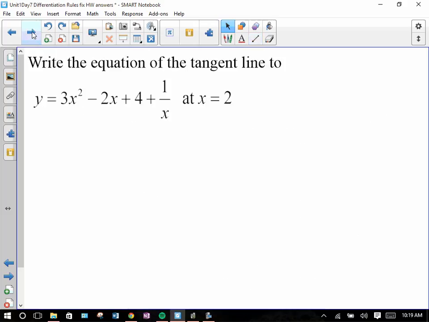So now I want to write the equation of the tangent line to y equals 3x squared minus 2x plus 4 plus 1 over x at x equals 2. You gotta pay attention to when they answer this question. We want to write a tangent line. What information do we need in order to do this? Slope and a point. Alright, so to find our slope, what do we have to find?